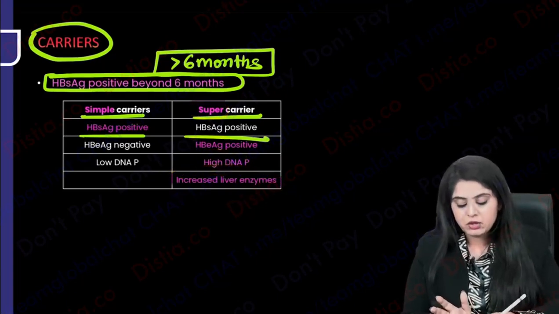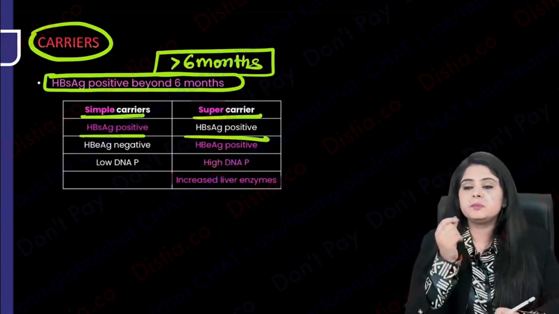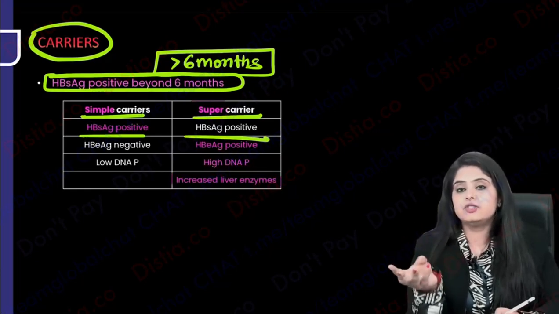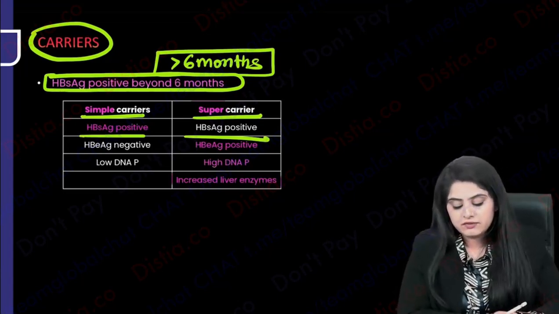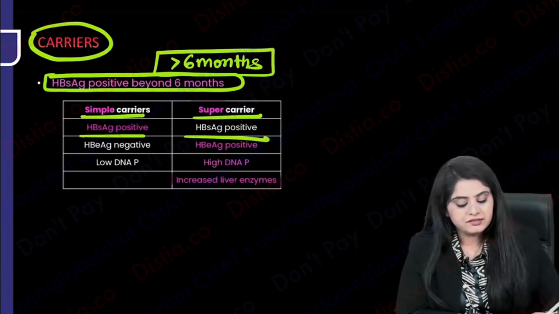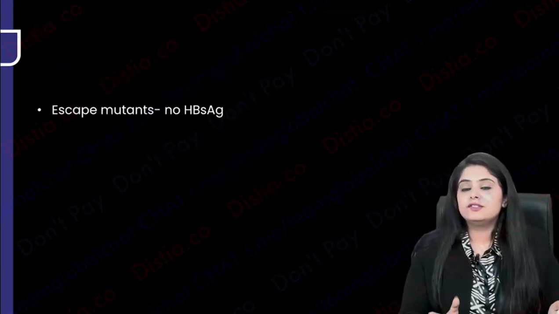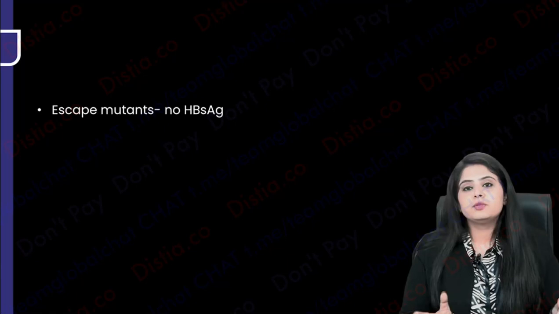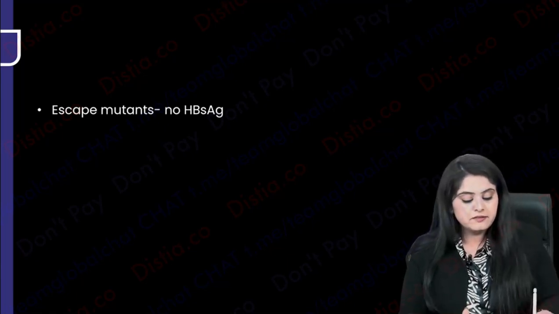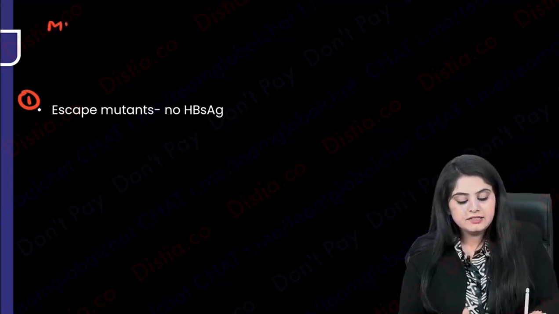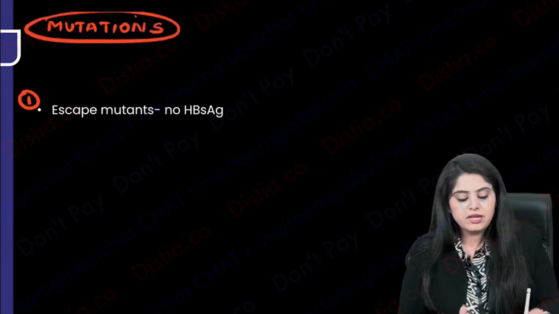Now moving forward and talking about some variants. Right now I was telling you there is a surface antigen, there is an HbE antigen, but now you know viruses are mutating. So what if there is someone who is said to be an escape mutant? Let's discuss a few mutations, because we all know that viruses are very prone to mutation. The first one is the escape mutants. What are escape mutants? The ones which don't have a surface antigen.